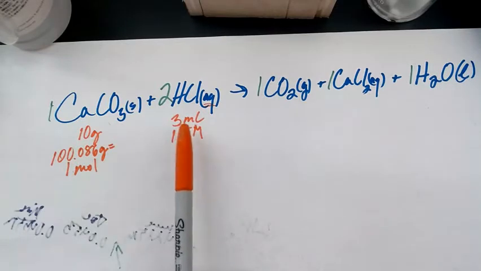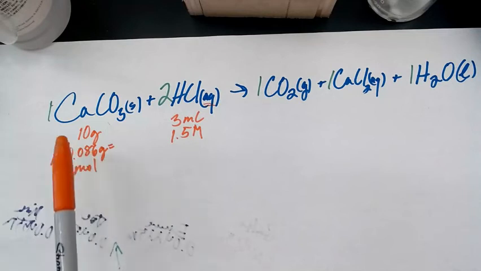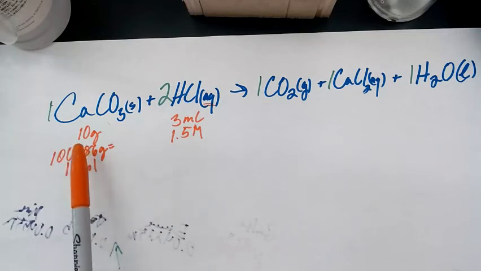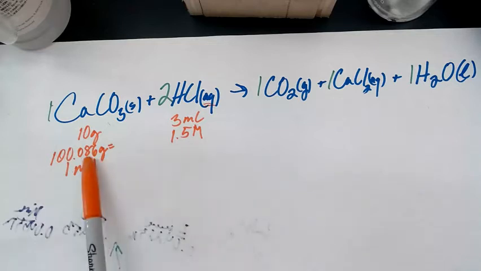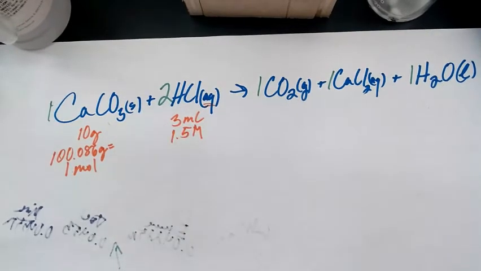One is a mole per volume. This is a mole per gram. So we're both talking about moles here. One's in grams, this is in grams. One's in volume, this is in volume. So what are we going to do with these? Well, we're going to do a limiting reagent problem.